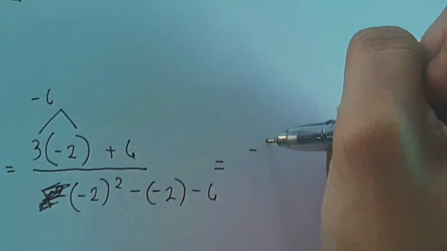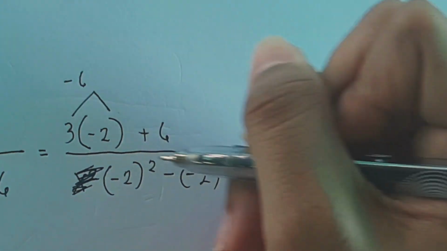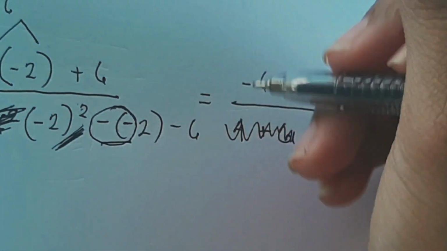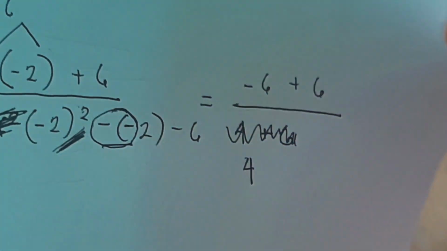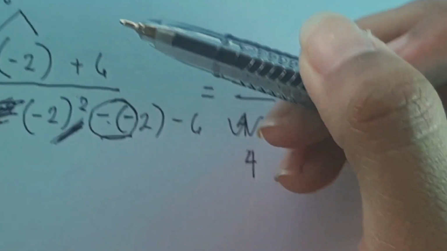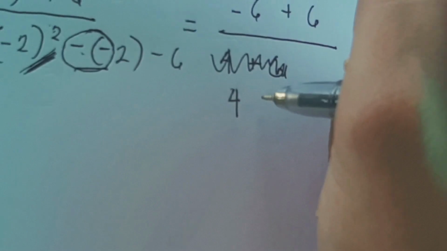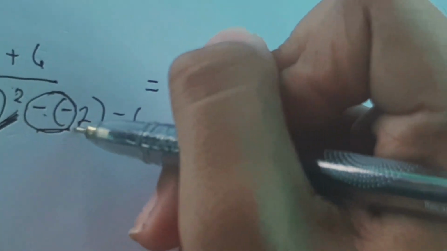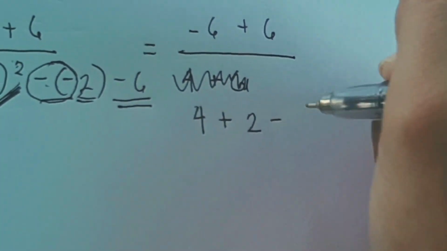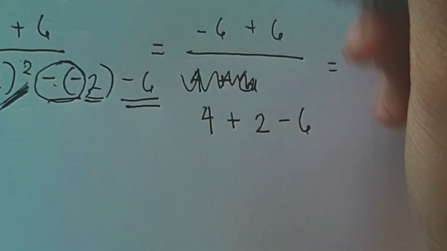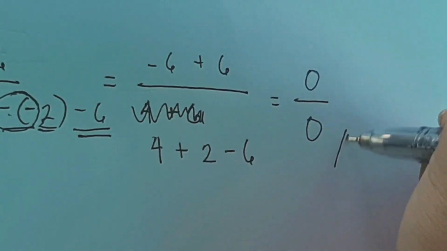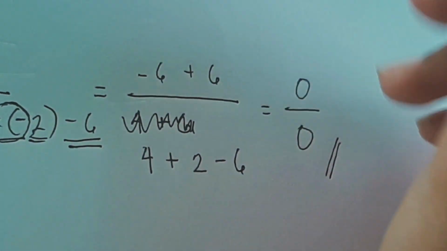So negative 6 plus 6 over again. Negative 2 squared will be positive 4. And here the operation is negative, that's why it will become plus. And we're going to copy 2. And then we copy the negative 6. If we solve this, it will become 0 over 0. And if we come up with this answer, it's wrong.